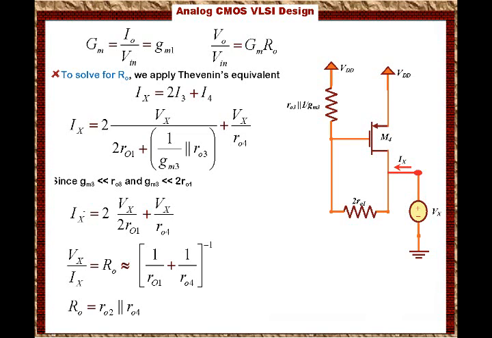Here we have it. Now the gain is nothing but capital GM times RO, but capital GM is GM1, which is the same as GM2, and RO is the parallel output resistance of RO2 in parallel with RO4. Then the gain is given as GM1 times RO2 in parallel with RO4.